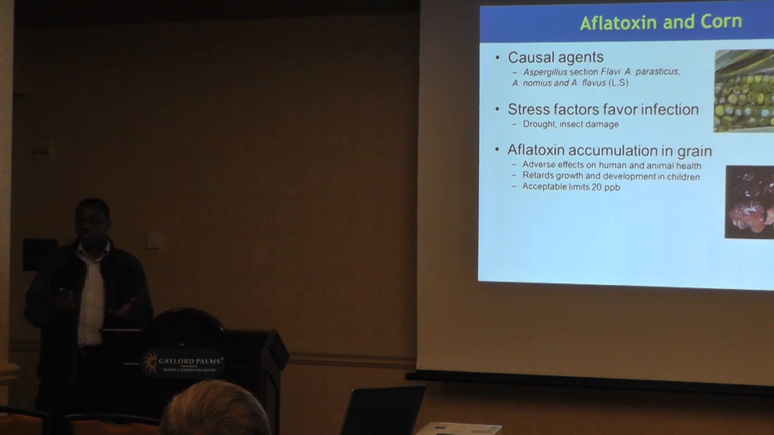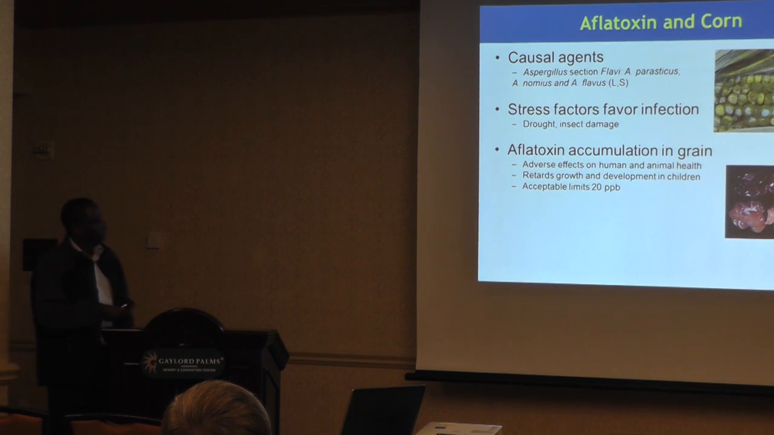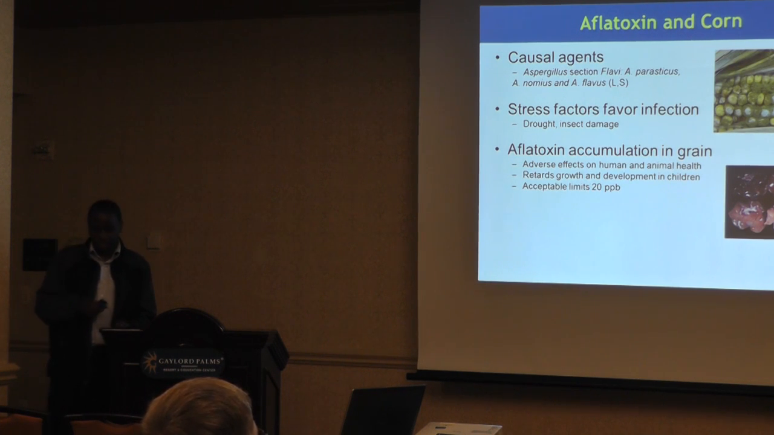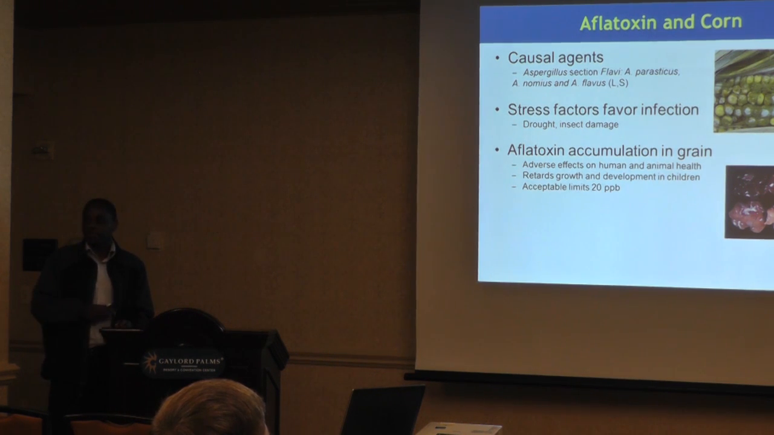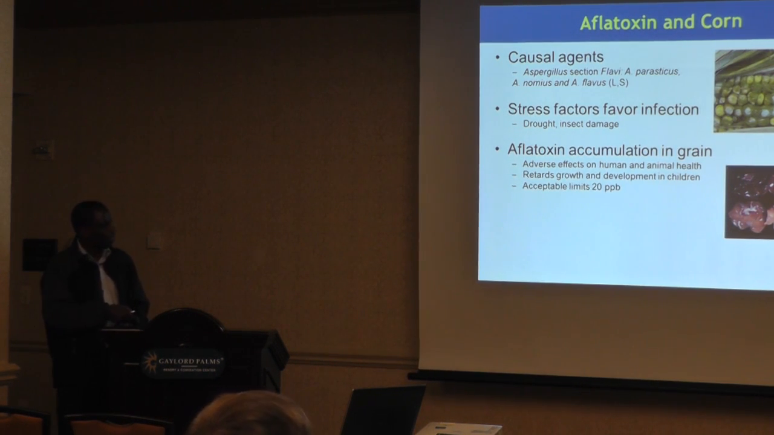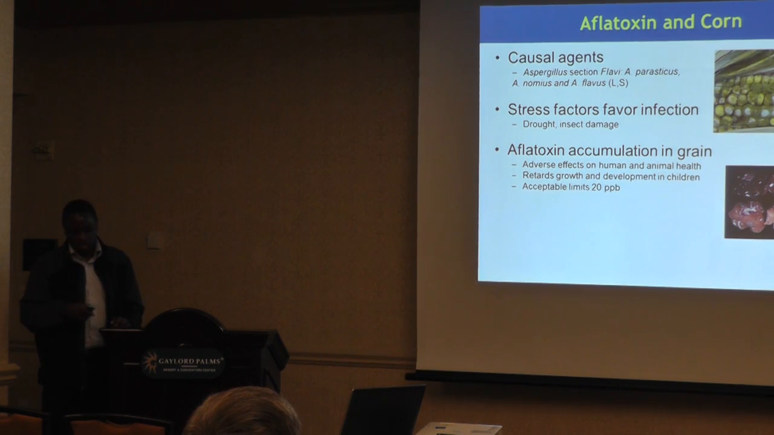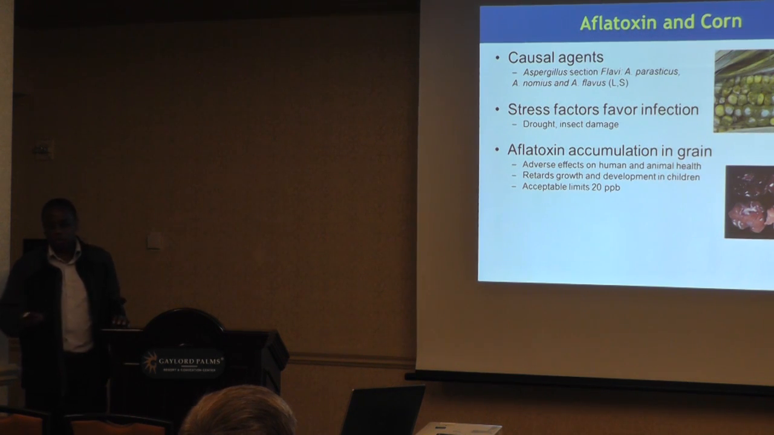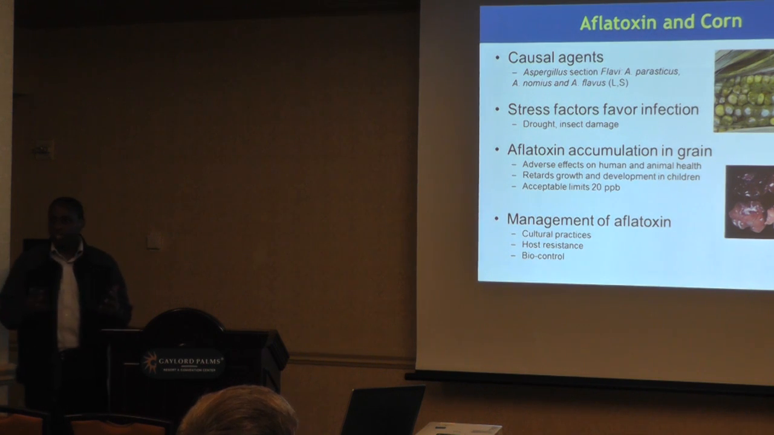This is one of my classical images that I like showing as far as aflatoxin is concerned. These are livers from chickens that have been fed contaminated corn. Over here you have the healthy liver, and as you increase the level of aflatoxin in the feed, you can see that liver cirrhosis increases. Just the dramatic effects of what aflatoxin can do to poultry.